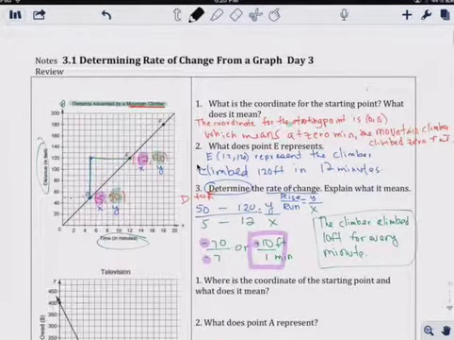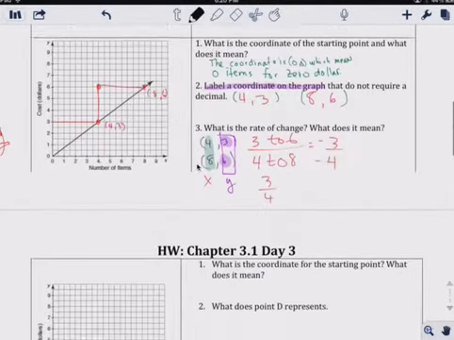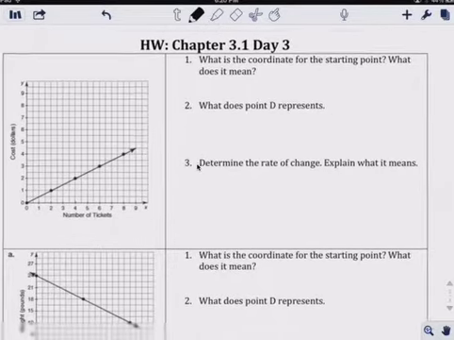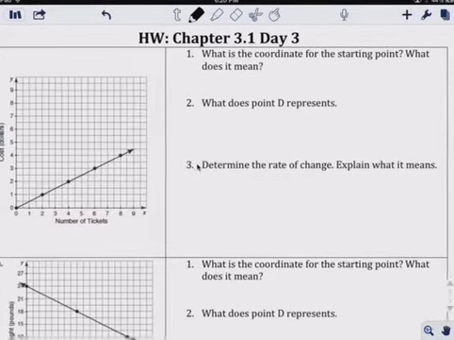Today's notes. So, where it says homework on the back, this is it.